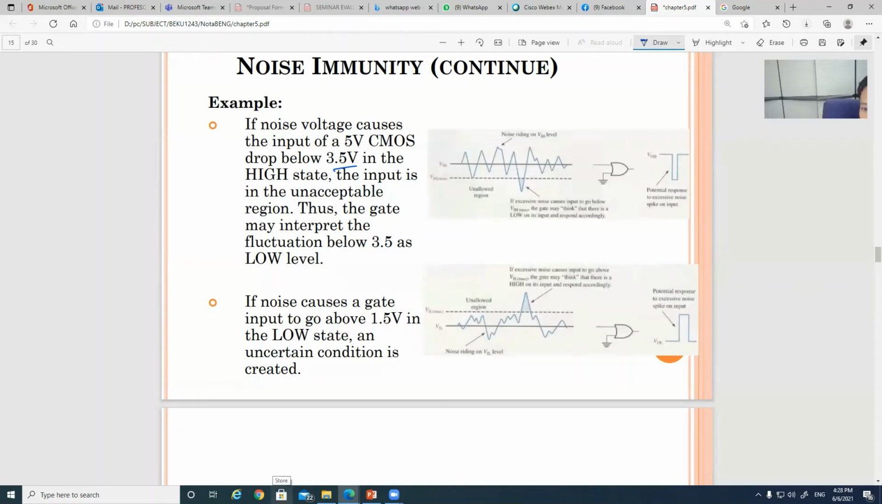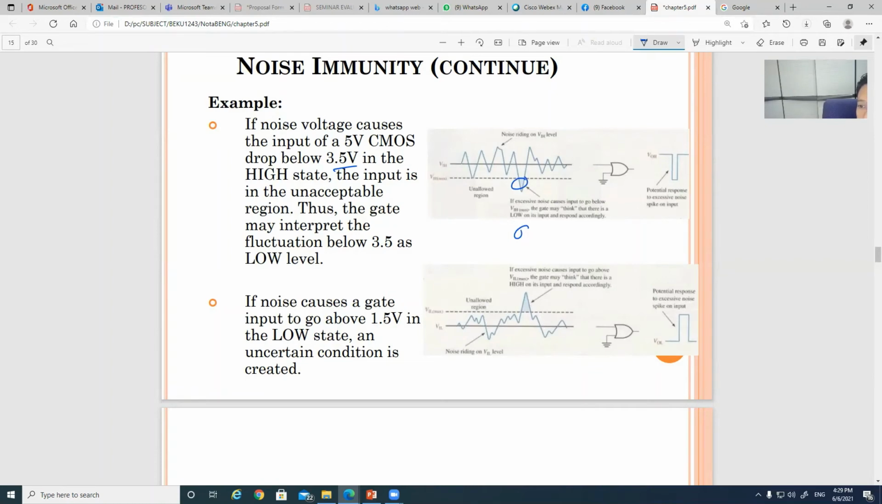Alright, so if the noise causes the input to go above 1.5 volt in the low state, with a certain condition, it is corrected. As you can see here, this is the range that I mentioned to you. This one we can declare as the unallowed region. If we have excessive noise that causes the input to go to the minimum, the gate may think that it is low. This one for example is a low, this is a 0. So the input responds accordingly.